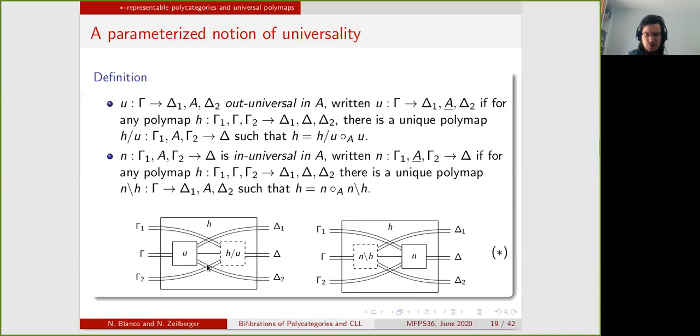So there will be a unique way to factor H through U, sorry. And the other way around for inputs. So it's the same kind of factorization property, but now post-composing by the universal map. And so in particular, if we take U to be the binary map that goes from A and B into the tensor product, then this will be exactly the universal property of the tensor product. It will say if I have A, B in the input of a map, then I can factor it to get a map that has A tensor B in the input.